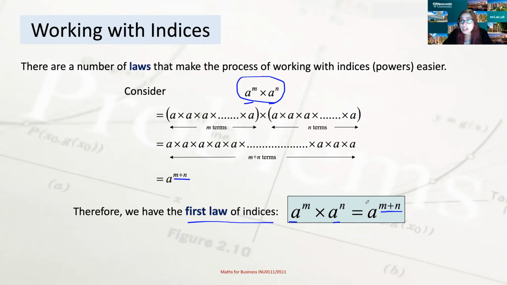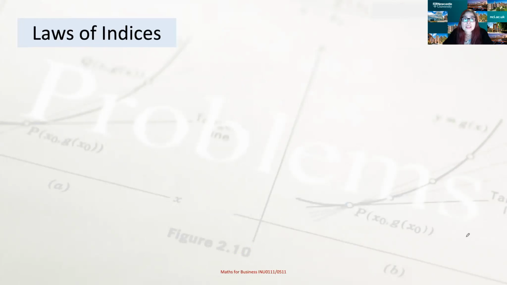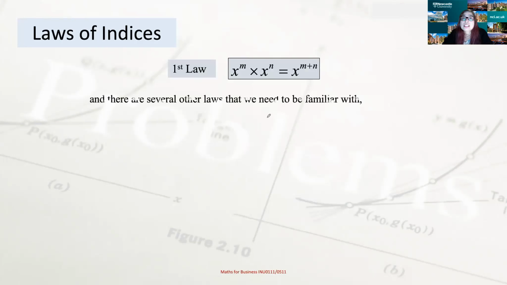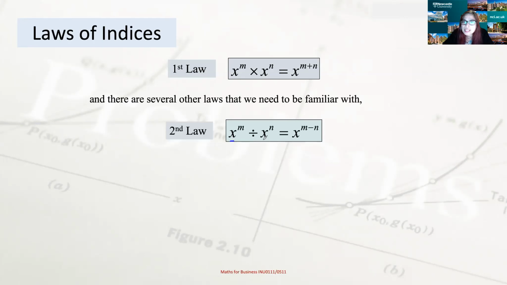Similarly, you have other laws. The base has to be the same. That's your first law. The other law is when you divide the bases. If the bases are the same, this only holds when the bases are the same, then you subtract the powers. You can also write this as x to the power of m divided by x to the power of n, which is equal to x to the power of m minus n, because the bases are the same. That's the same thing. Both are the same.